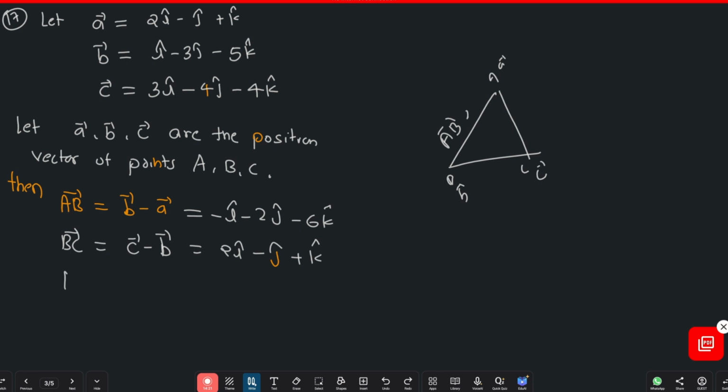AC vector. AB, BC, AC vector. AC vector is C vector minus A vector. So 3 minus 2, i. Okay, minus 4 minus plus 3, minus 3j. Minus 4 minus 1, minus 5k. Okay, then again length AB, length BC.